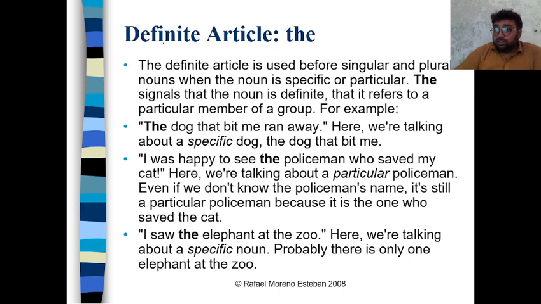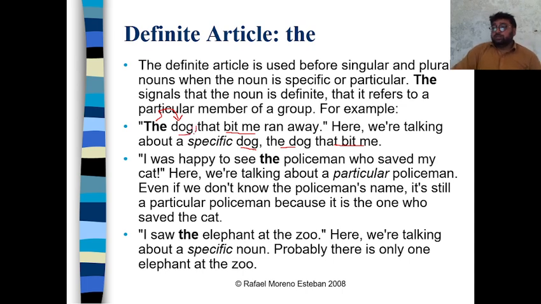For example, the dog that bit me ran away. Here we're talking about a specific dog. Now it's not a normal dog because this is the one that bit me. Okay, so here we're talking about a specific dog because it is the dog that bit me. So that's why we have used the with the dog. Yeah, at the start of the sentence.